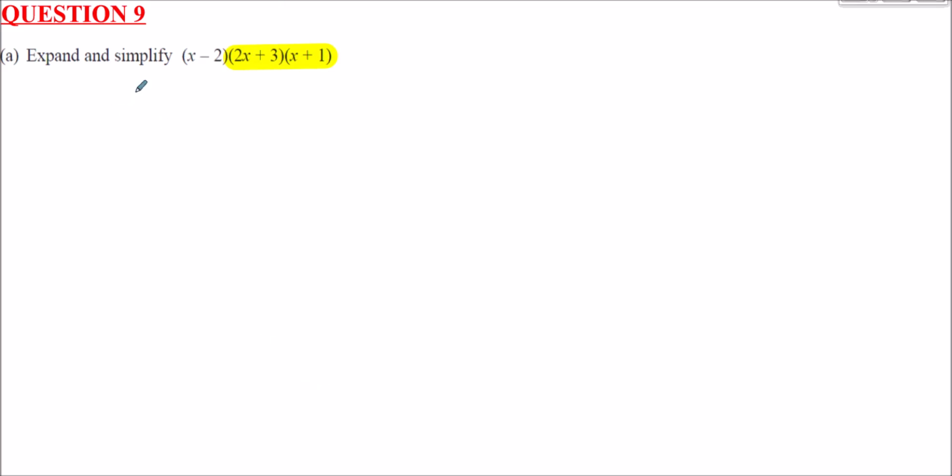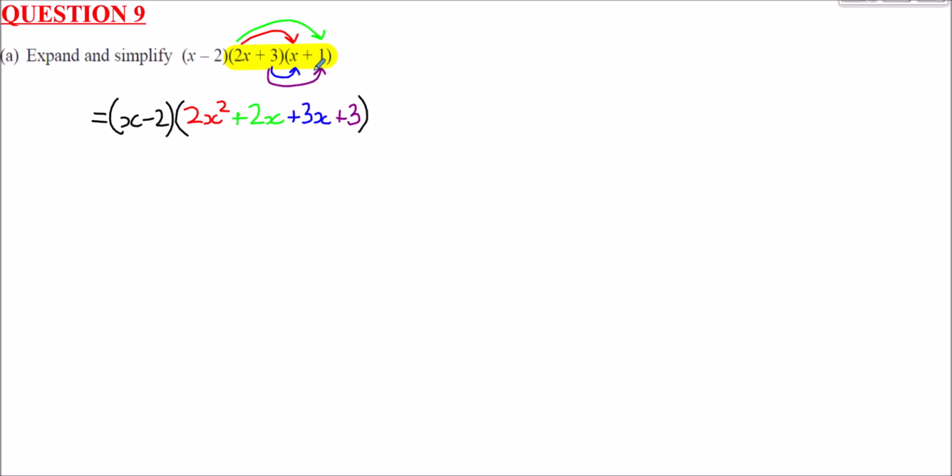So first of all, let's leave the x minus 2 as it is, and focus on expanding the 2x plus 3 and x plus 1. So when we do this, we can take the 2x and multiply by x. That's going to give us 2x squared. Then 2x multiplied by just 1. Anything multiplied by 1 stays as itself, so that gives us positive 2x. Next, 3 multiplied by x gives us another positive 3x, and then 3 multiplied by 1 is just, obviously, 3.